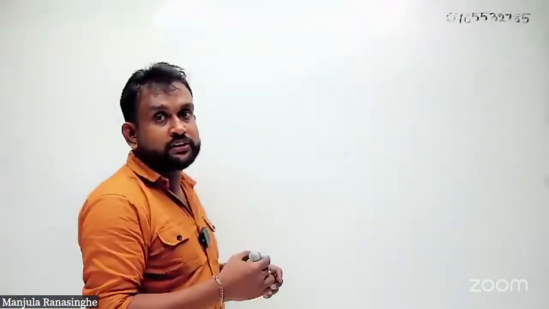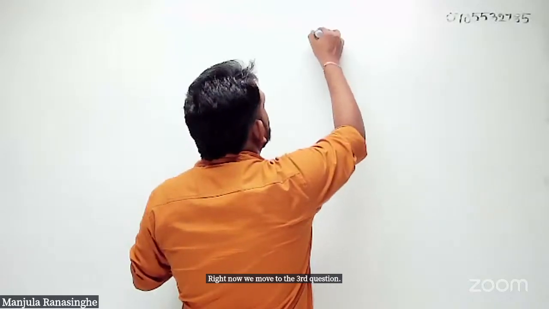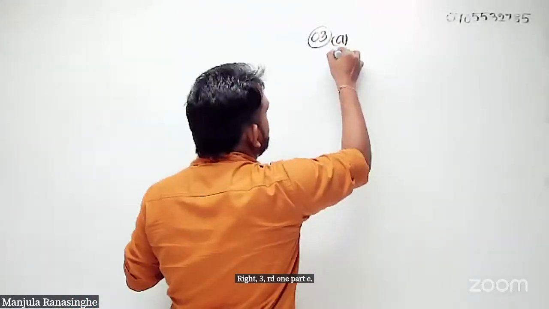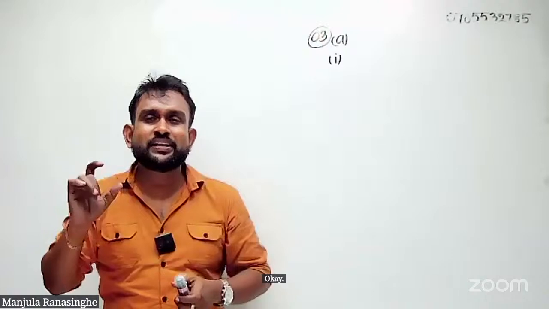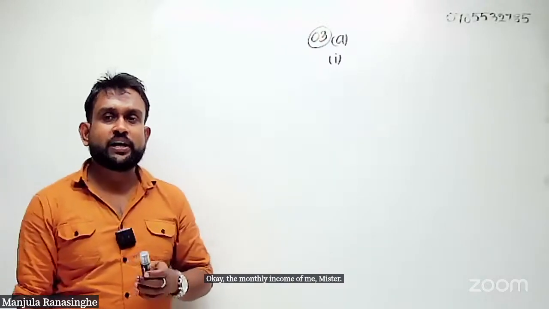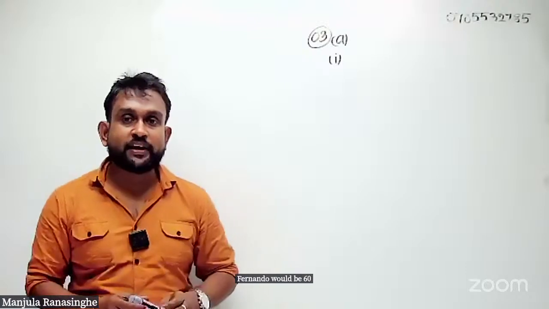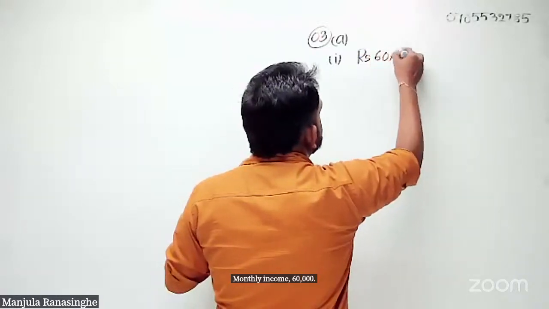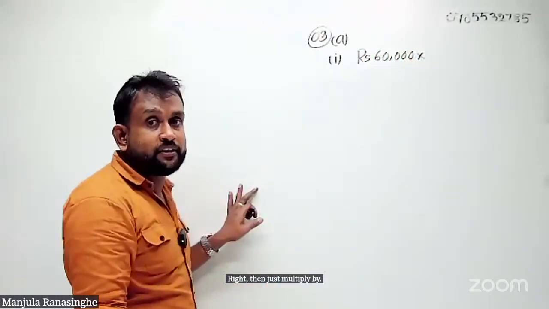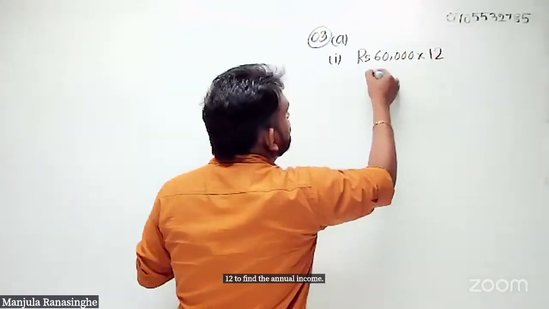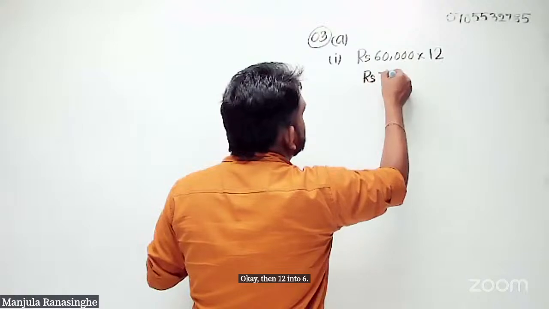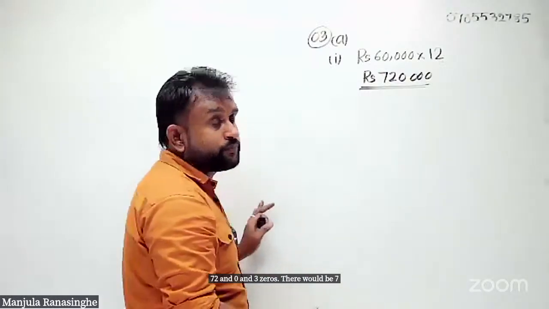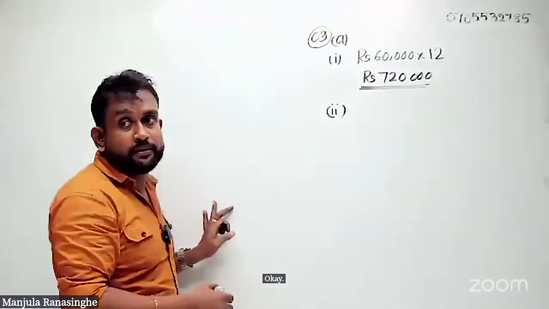Right, now we move to the third question. Third one, part E, first one. The monthly income of Mr. Fernando is rupees 60,000. Find his annual income. Monthly income 60,000, then just multiply by 12 to find the annual income. 12 into 6 is 72, and with 3 zeros, rupees 720,000. Then part 2. For that part, just 1 mark.